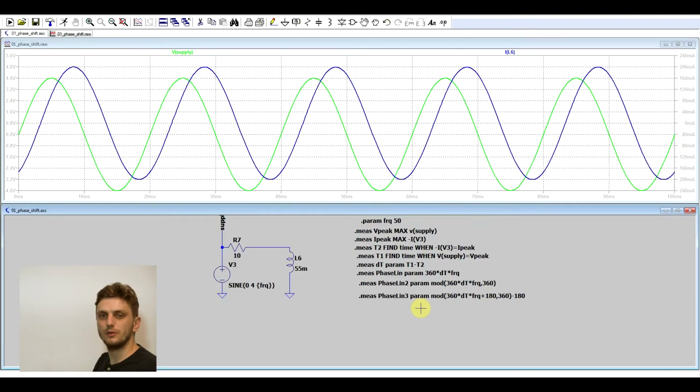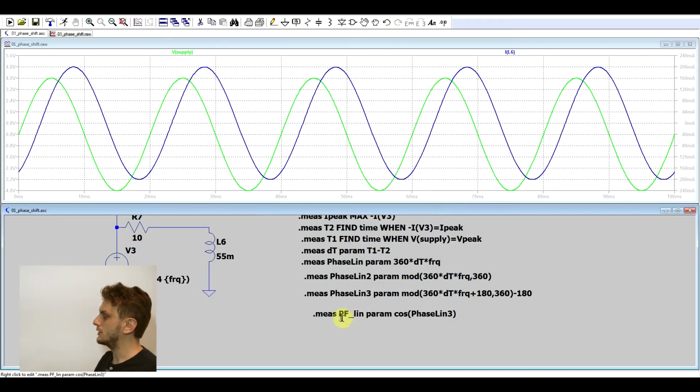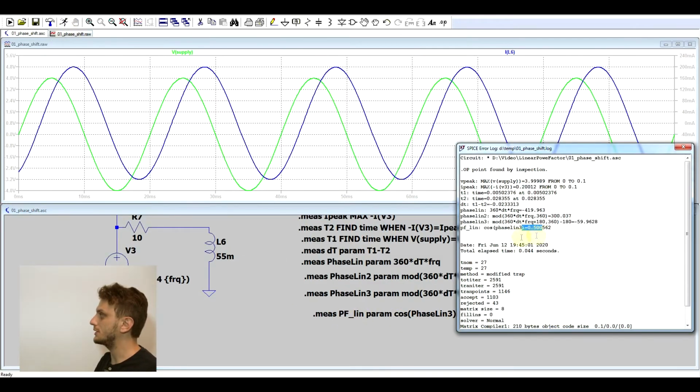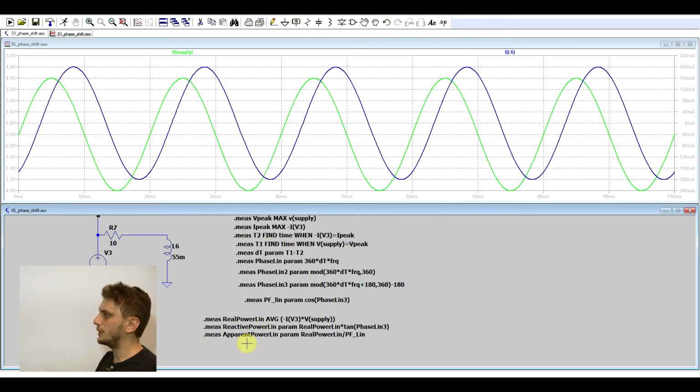And now from this we can easily move to measuring the power factor. So simply calculate the cosine of this phase shift, which is 0.5, so our circuit has a power factor of 0.5, pretty poor. And now we can also work out the real power, the reactive power, and the apparent power. So the three main types of power in AC.